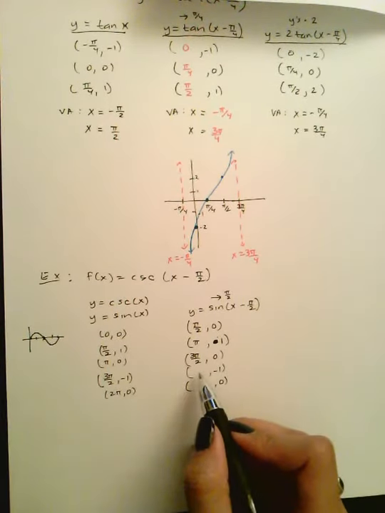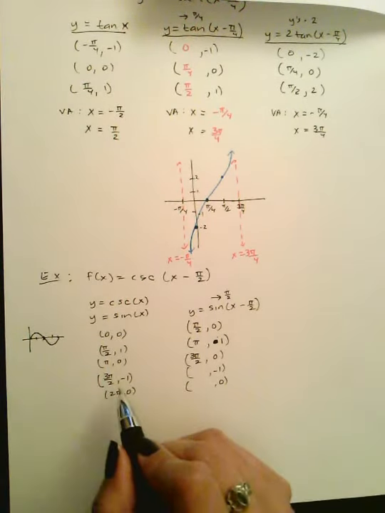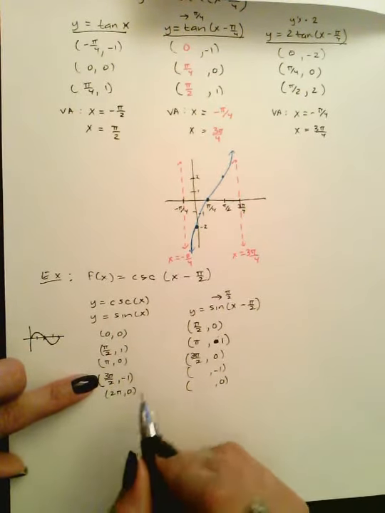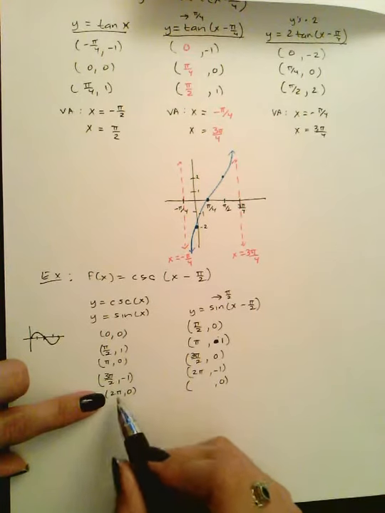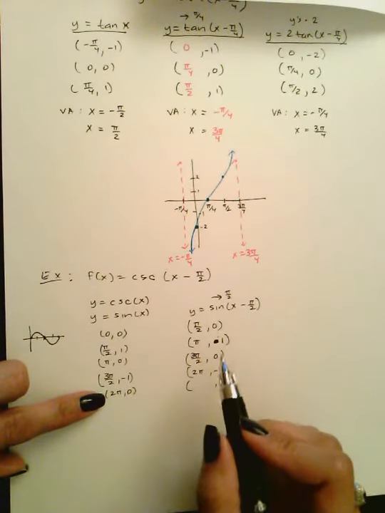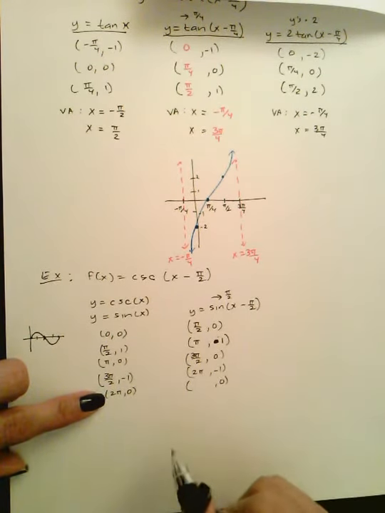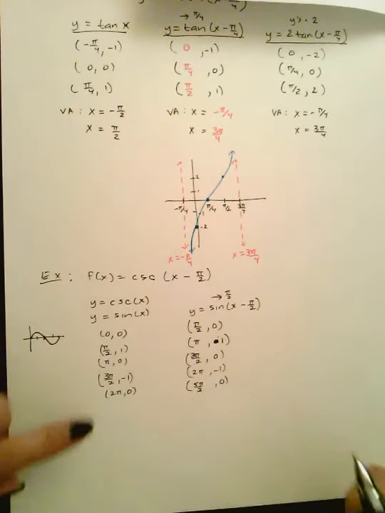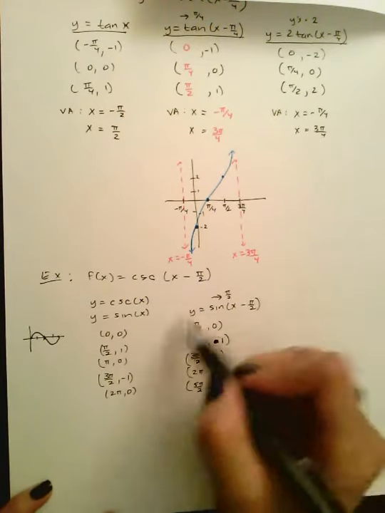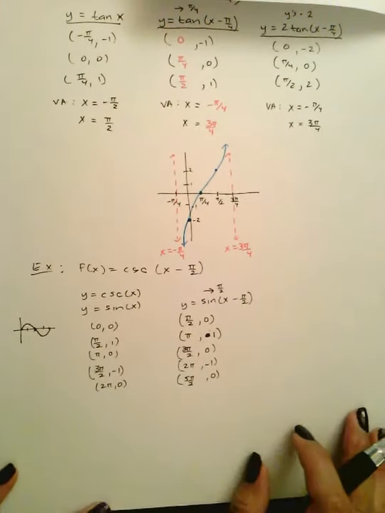So the next one is going to be 3 pi over 2 plus pi over 2. That gives me 4 pi over 2, so that gives me 2 pi. And the next one is 2 pi plus pi over 2, so that gives me 4 pi over 2 plus pi over 2, which is 5 pi over 2. So now I'm going to graph this transformed sine function.